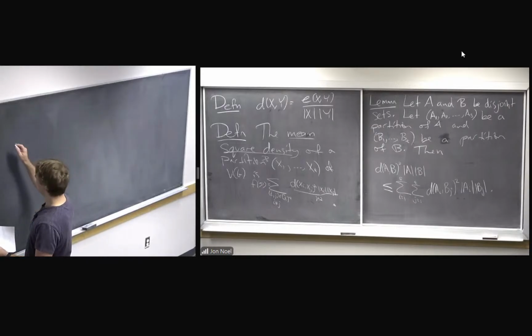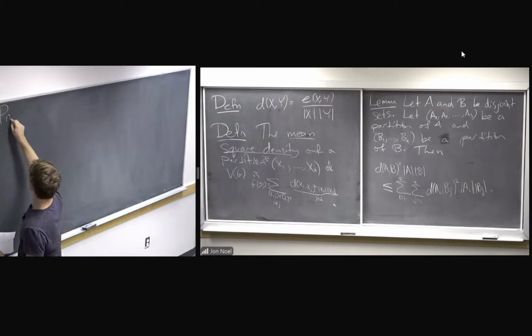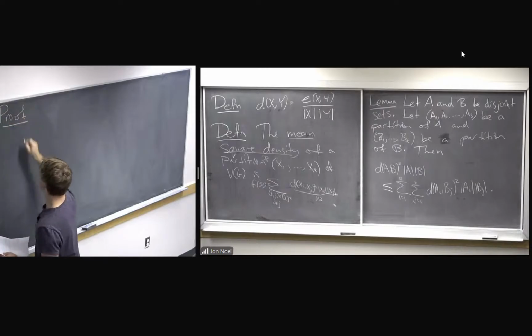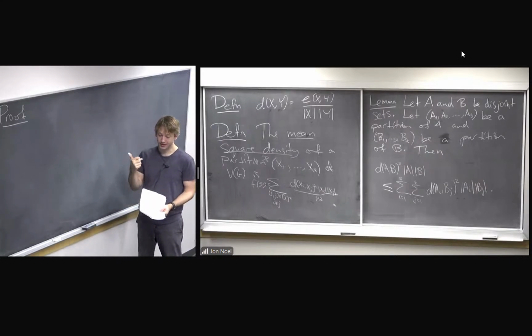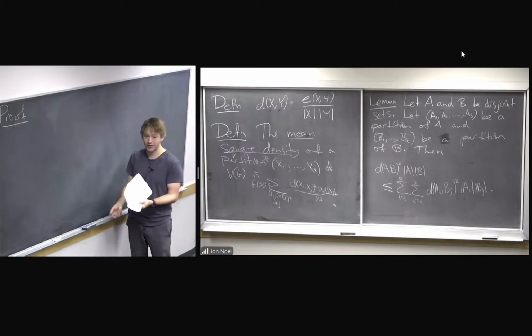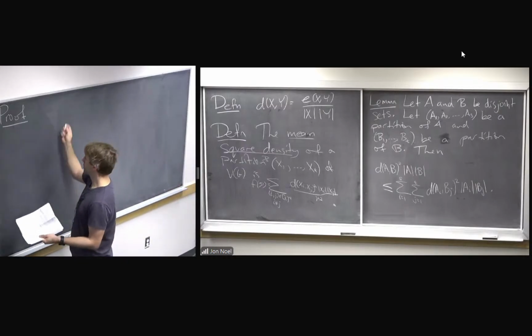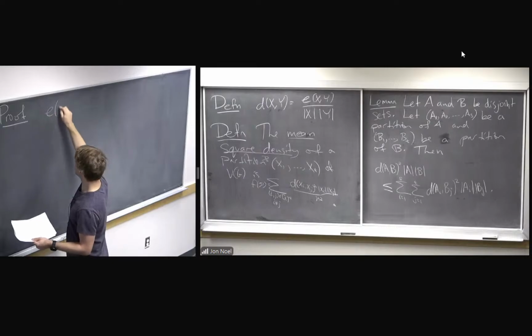Okay, so like a lot of things in this course, it's going to come down to two things: double counting and some kind of convexity inequality. So let's do some double counting. I'm going to count the edges between A and B.